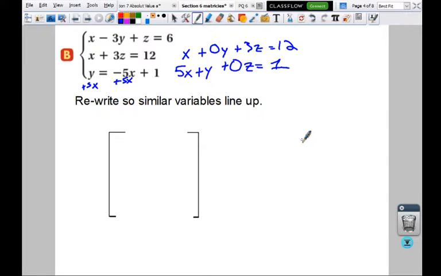So when I make this matrix now, it's going to be a little bit bigger, because I'm going to have 3 rows. Row 1, row 2, row 3. For my first row, 1, negative 3, 1, 6. My second row, I'm going to use the one where I added my 0y in there. I'm going to have 1, 0, 3, 12. And for my third row, I'm going to use the one where I added my 0z. I'm going to have 5, 1, 0, 1.